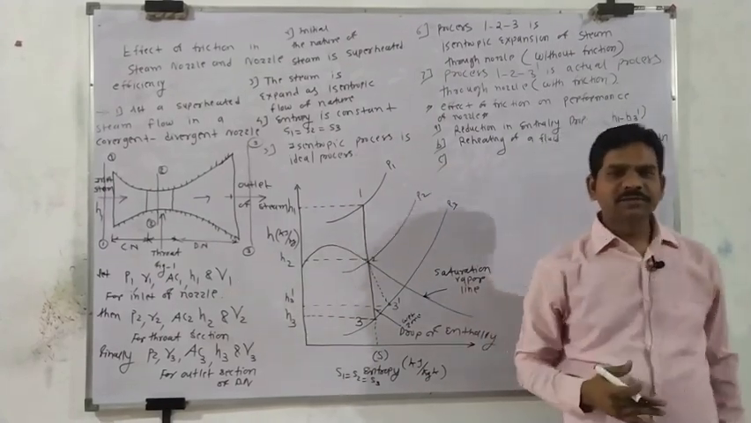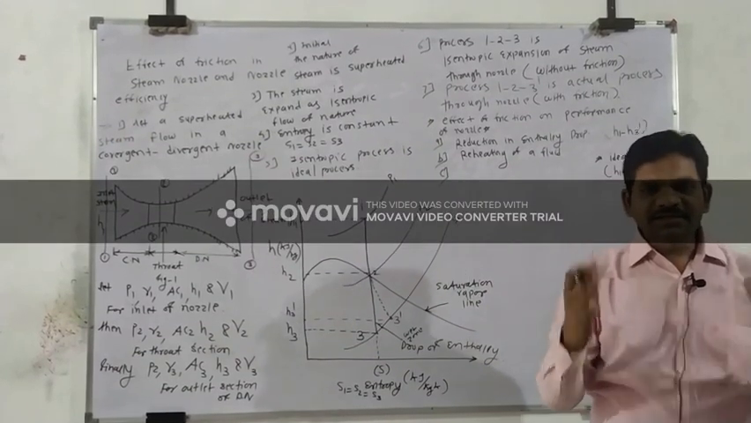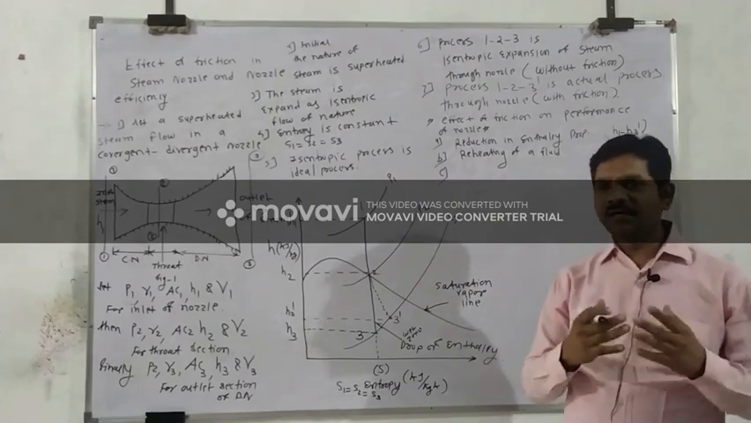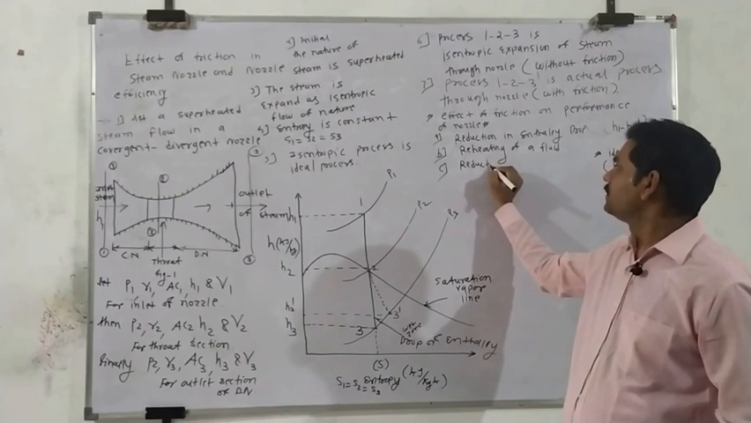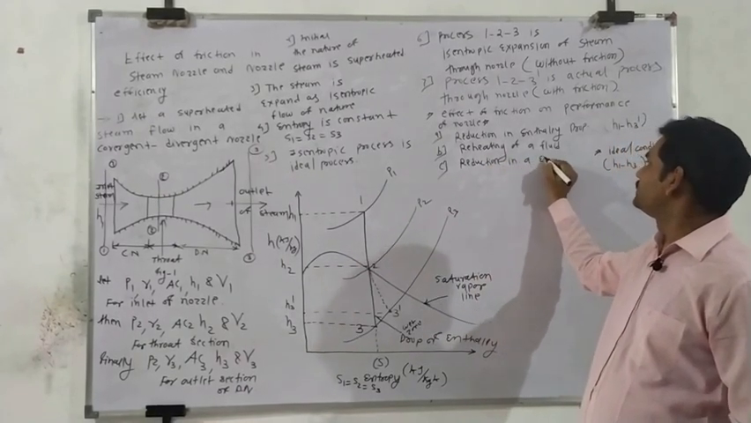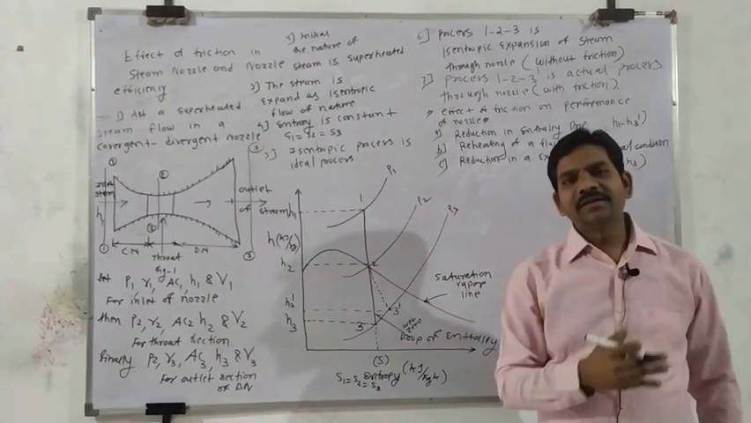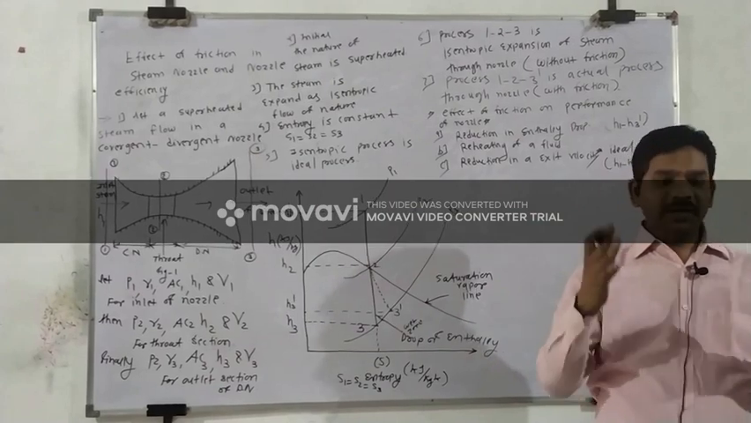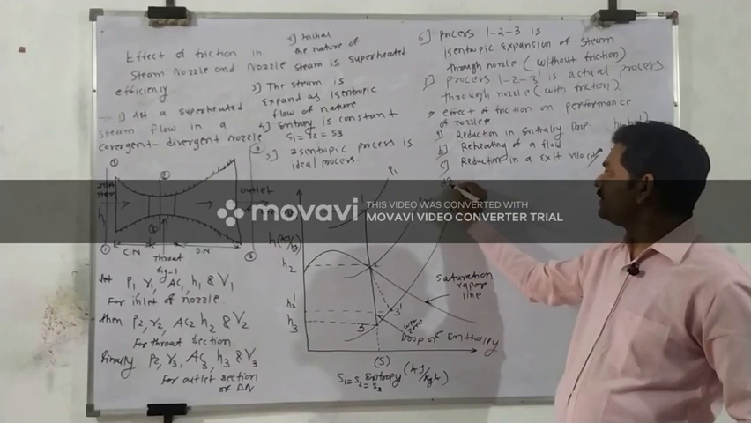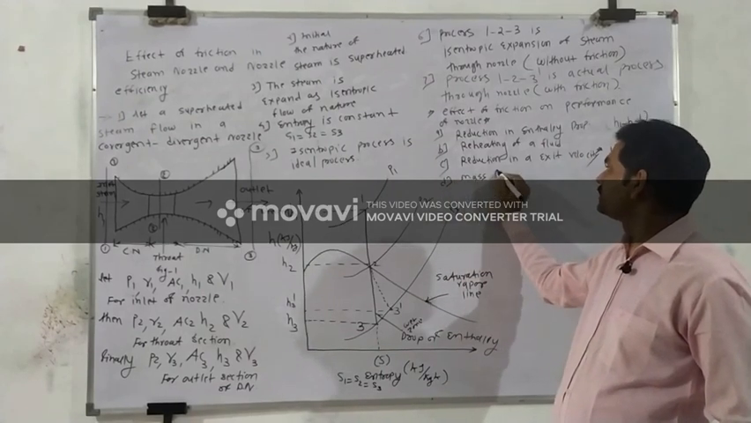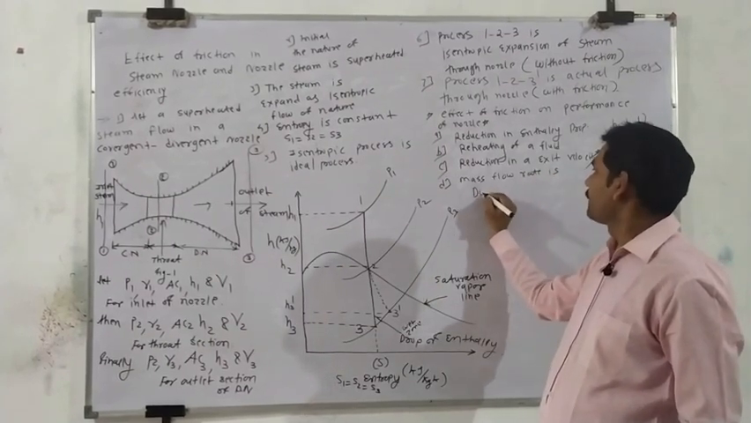Third impact, what is it? Very easy, tell me. Yes, correct. Reduction in the exit velocity, right? This is the third: reduction in exit velocity. Why the reduction in exit velocity? Because the mass flow rate decreases. That's why there is a reduction in the exit velocity. This is the point: mass flow rate decreases.